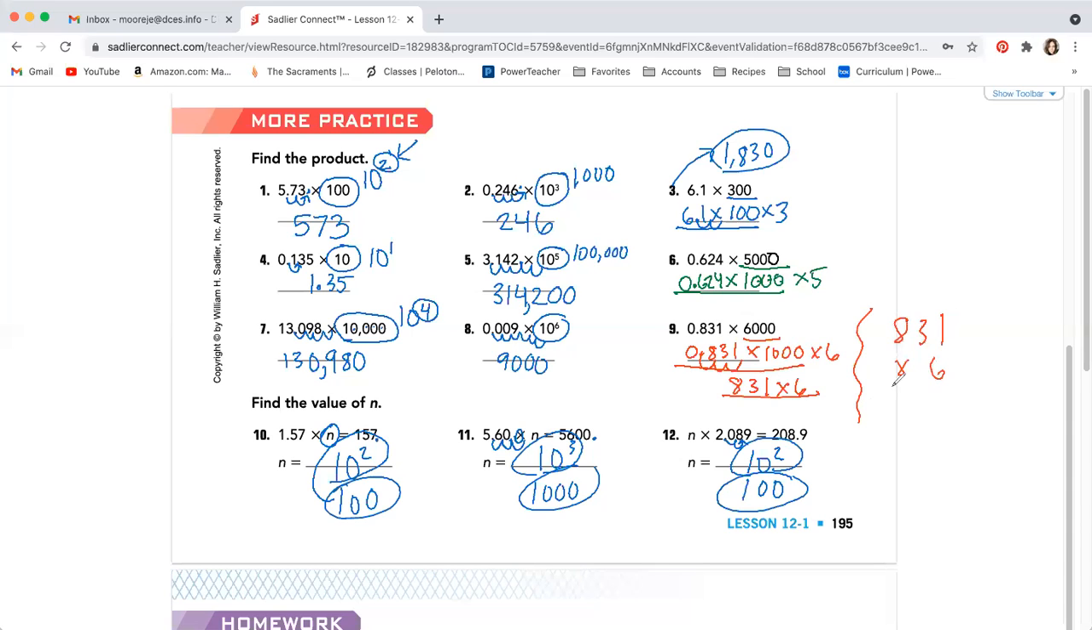831 times 6. We always do our calculation work off to the side, get it out of the way, and then plop our answer in the position it belongs. How are we doing with that one?